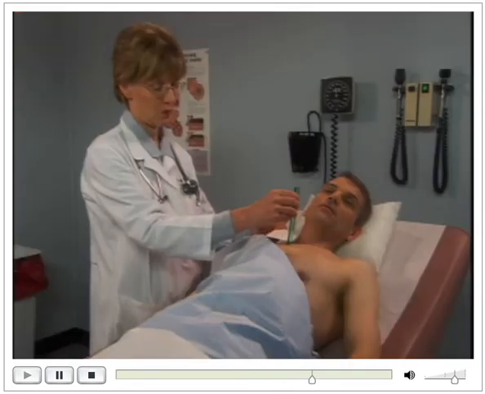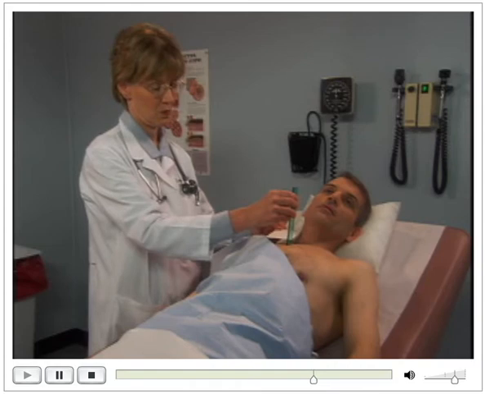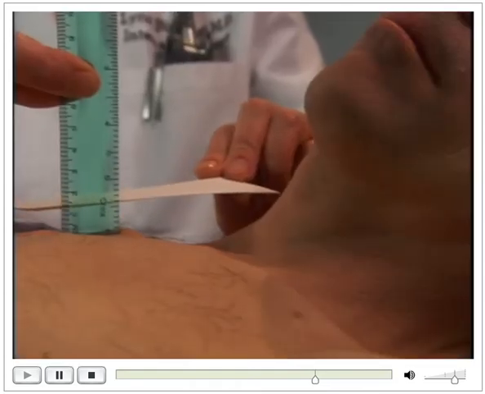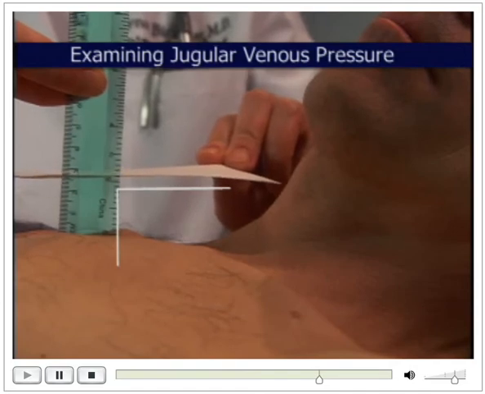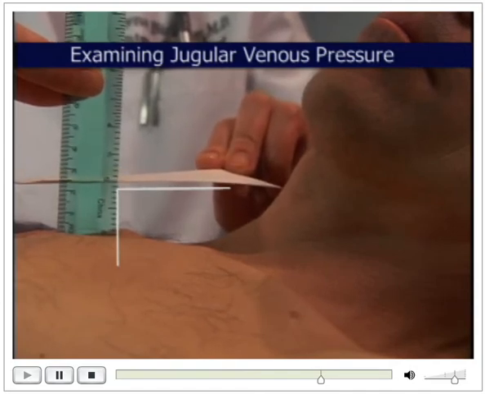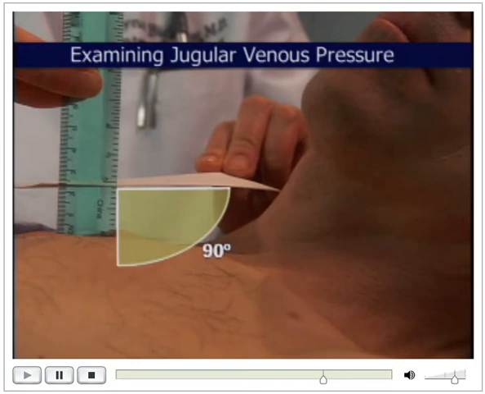Establishing the true vertical and horizontal lines to measure the JVP may be difficult. As you place your ruler on the sternal angle, line it up with something in the room that you know to be vertical. Then place your card or other rectangular object at an exact right angle to the ruler. This constitutes your horizontal line.